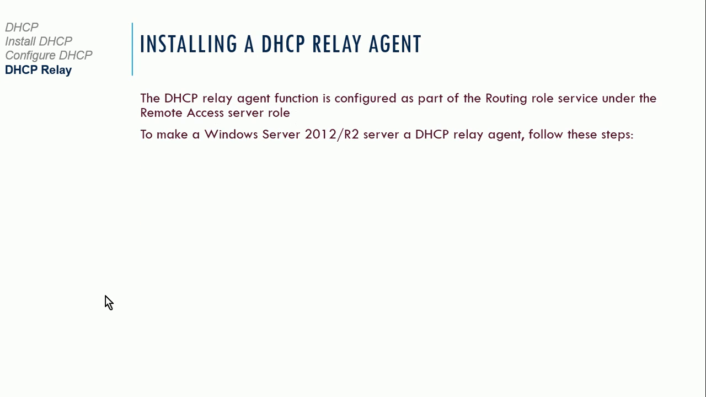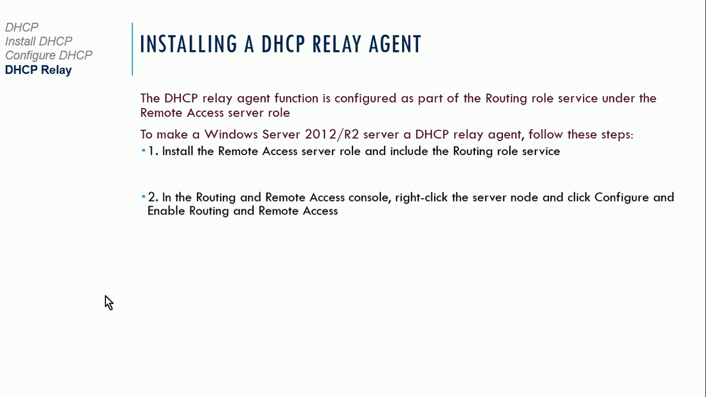All right. So if you're going to install a DHCP relay agent, you're going to do this in Windows 2012 R2. To install the relay agent, you're going to install the remote access role. So it's a little bit different. You're not going to install DHCP. You're going to install the remote access server role and include the routing role service.